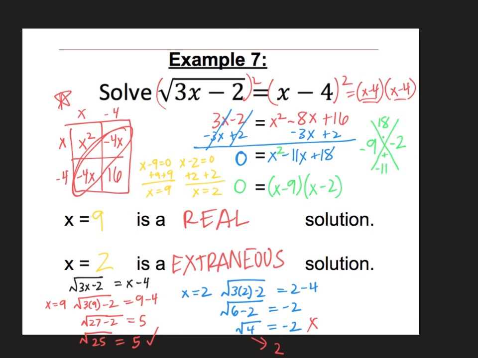So those are your two answers. We had x equals 9, which is a real solution. x equals 2 is extraneous. Technically, if they asked you to find the solution for this, your answer would be x equals 9 all alone.